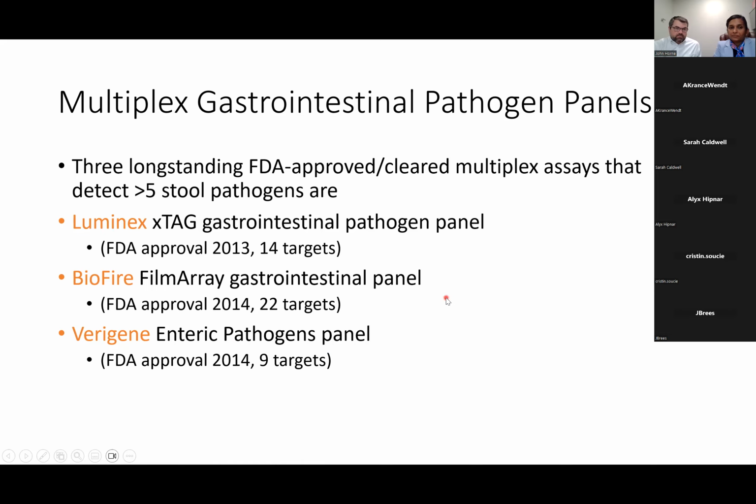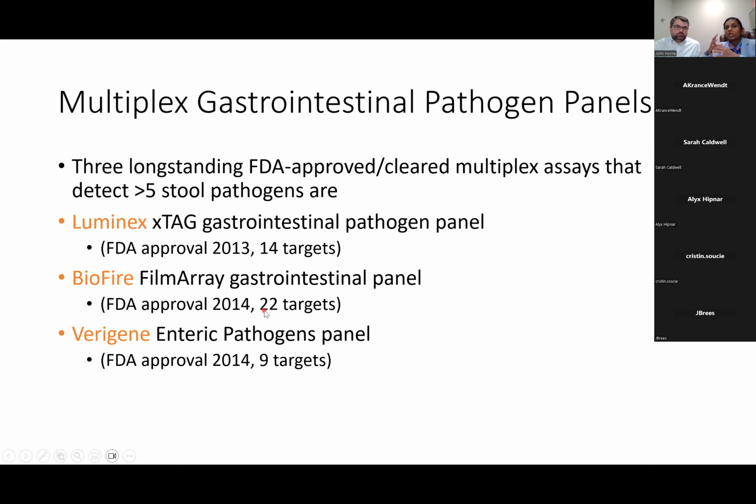And these are the most common FDA approved tests. There's Luminex, BioFire, and Verigene, and as we said, we're not paid by BioFire, but that's the one we're going to talk about most. It's just the one we're familiar with. All of them have a certain number of targets.